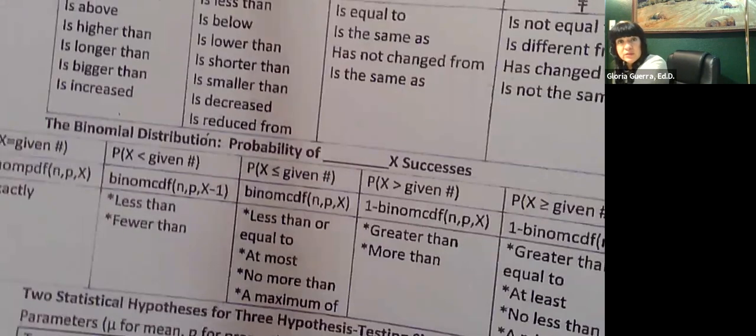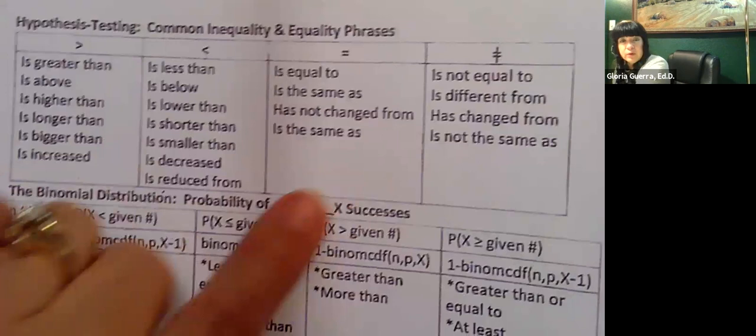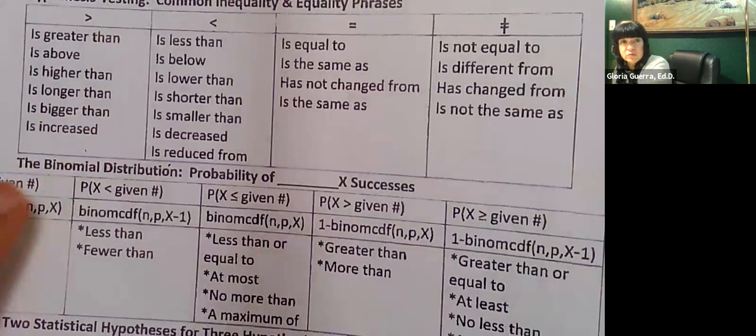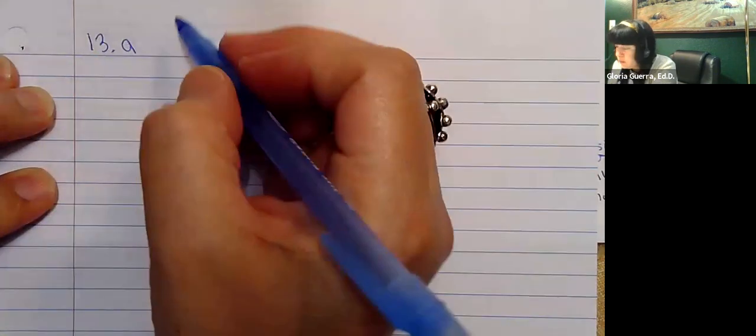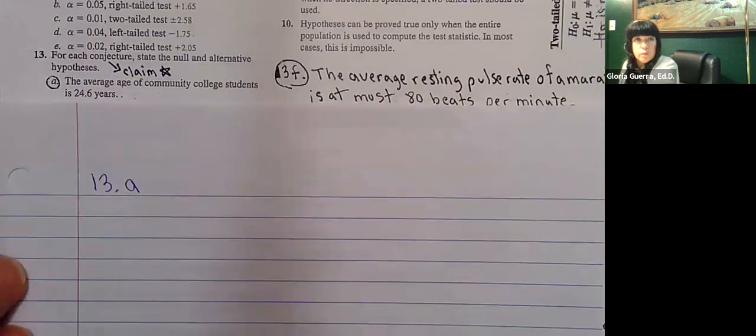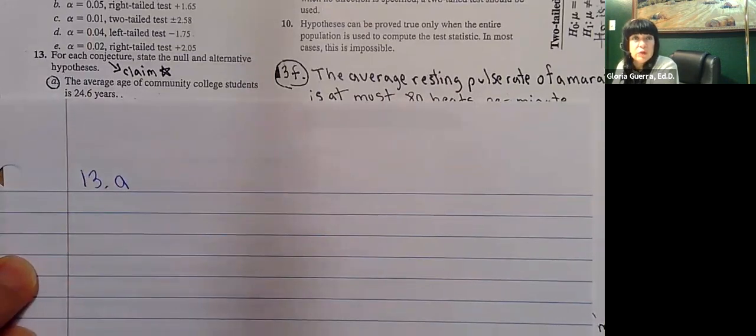13C, and we need the vocabulary. We also need our vocabulary. Usually it's this. Sometimes if you don't see your vocabulary here, then we will actually use this from chapter 5 just to grab the inequality, okay? Okay, so if you look at 13A, it says, for each conjecture, state the null and the alternative hypothesis.